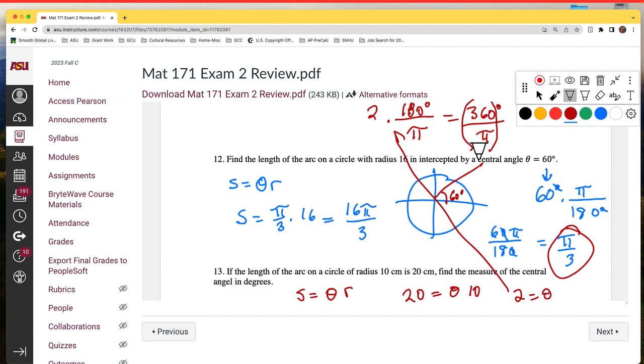I'll use the pi key just to get it as accurate as I can. This should give us 114.59, so maybe 114.6 rounded, degrees. They don't say what to round to. Is that about right?